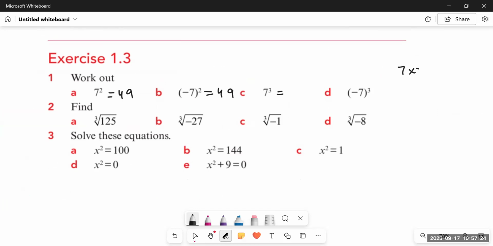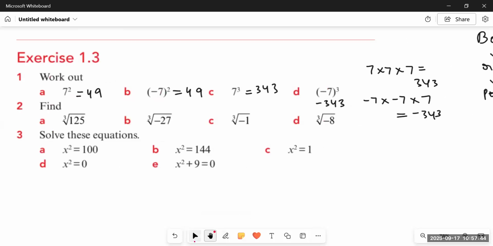Again, it's positive 49, but when we talk about the cube, 7 cube is 7 multiplied by 7 multiplied by 7, which is 343. And then minus 7 multiplied by minus 7 multiplied by minus 7 is equal to minus 343. So you can see that in the first 4 parts, we are getting positive answers. In the last one, we are getting a negative answer. Okay. Now let's talk about the cube roots.